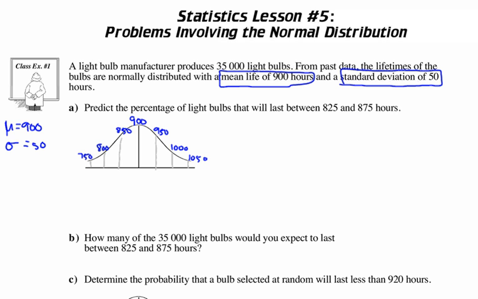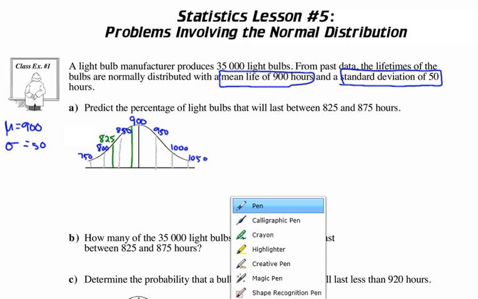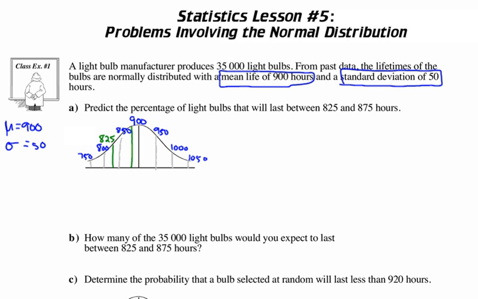Now we want the probability, or the percent of light bulbs that will last between 875 and 825. 825 is about here, and 875. So we want how many are going to last in between there. So that's where my shading is. I'm going to highlight in between those two values. So this was the 875 right there.